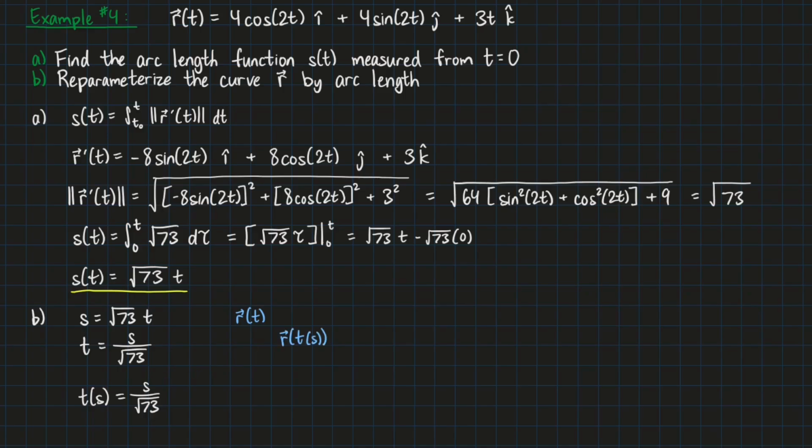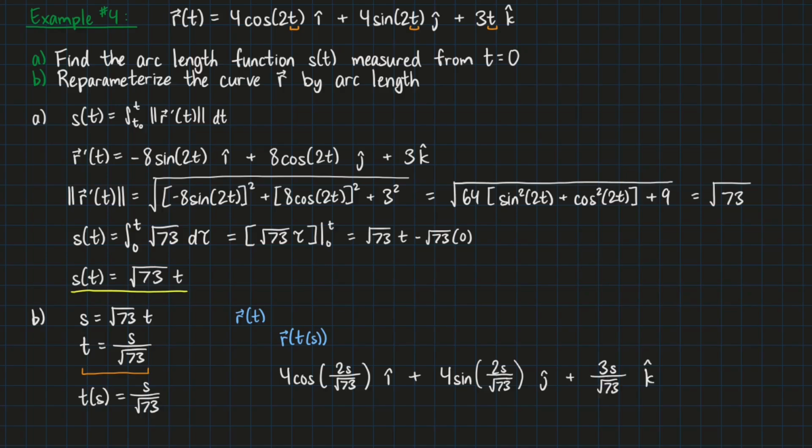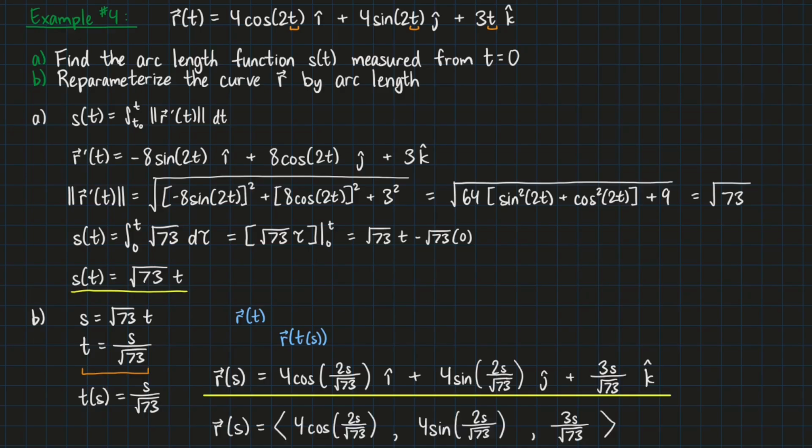Our original parameter was t. We now know what t is in terms of s. If we plug in s over radical 73 into each of the components' t's, we'll get 4 cosine of 2 times s over radical 73 i hat plus 4 sine of 2 times s over radical 73 j hat plus 3s over radical 73 k hat. Since our r vector is now in terms of s's and not t's, this is r of s. And then here it is in component form as well.